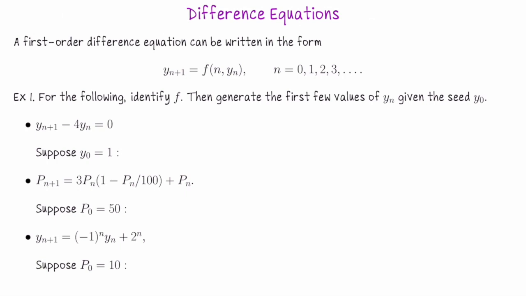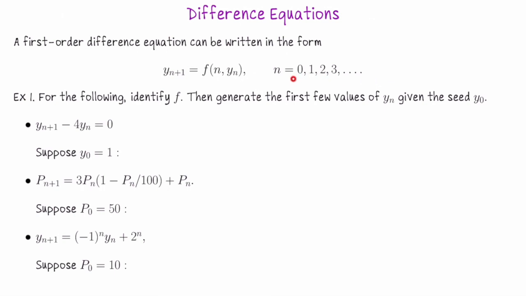In this lecture, we're going to take a look at difference equations. These can come in different forms, but we're interested in first-order difference equations that can be written in the form y sub n plus 1 equals some right-hand side, which depends on y sub n and may depend on n, and we'll call that right-hand side f of n comma y sub n. N here is going to index through non-negative integers.